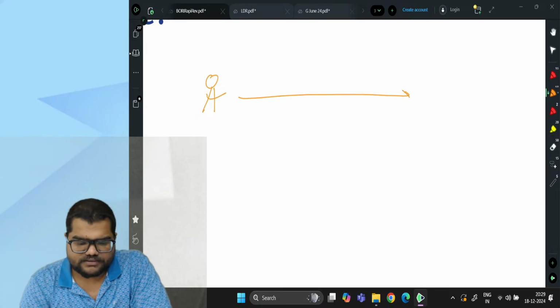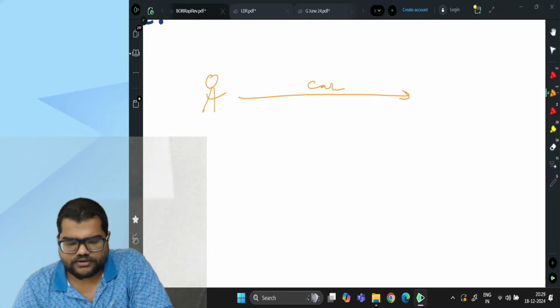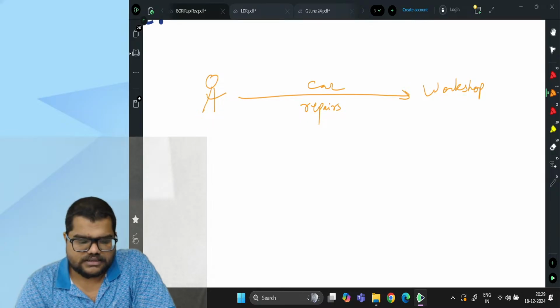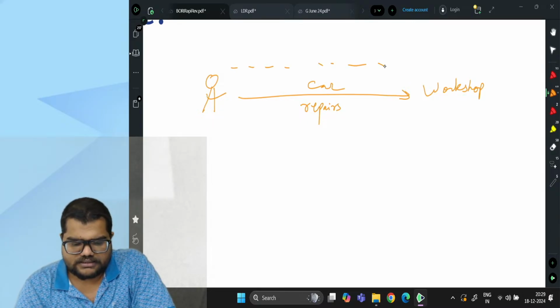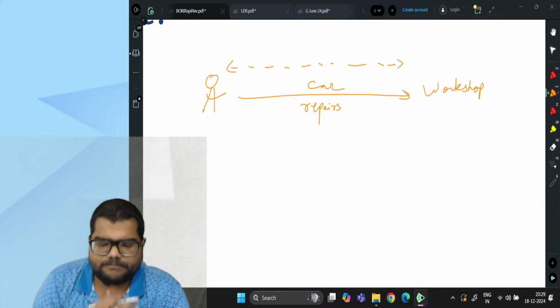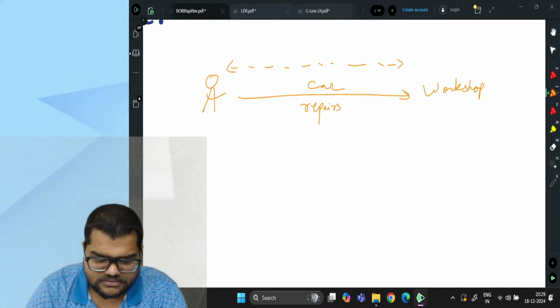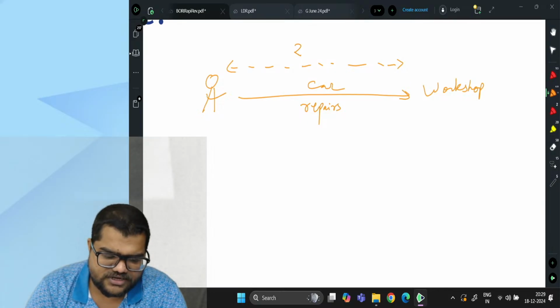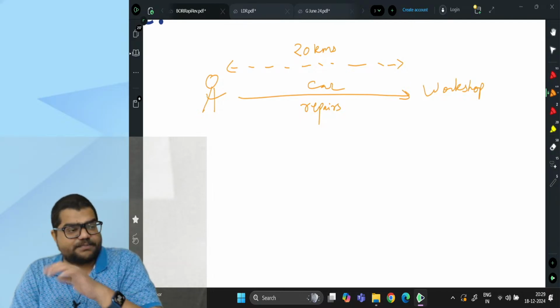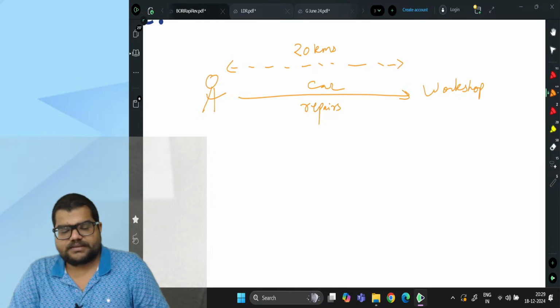I have given my car for repairs at a workshop. The distance between my place and the workshop is, let's say, 20 kilometers. The workshop will basically repair the car for me and give it back to me.